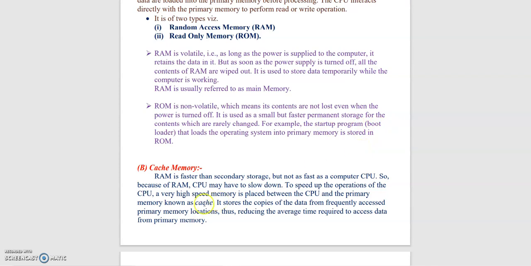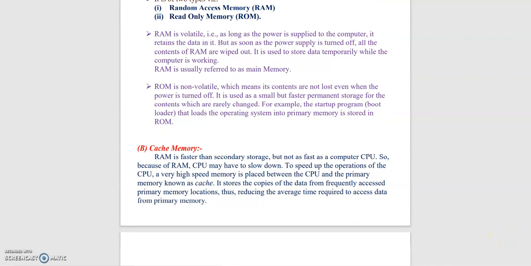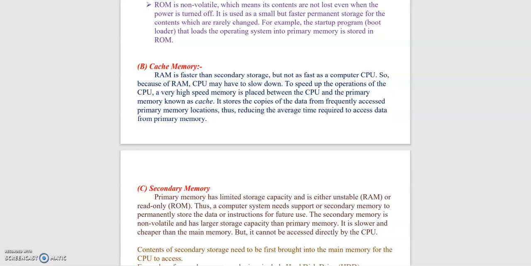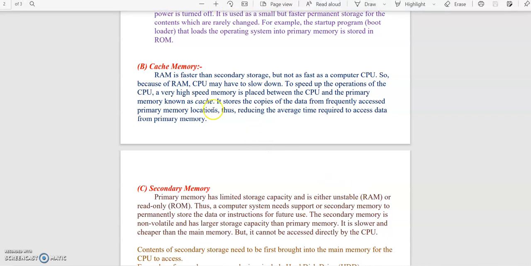We have another memory called cache memory. Now RAM is faster than secondary storage, but not as fast as a computer's CPU. So because of RAM, the CPU may have to slow down. To speed up the operations of a CPU, a very high speed memory is placed between the CPU and the primary memory, known as cache. It stores the copies of the data from frequently accessed primary locations, thus reducing the average time required to access data from primary memory.